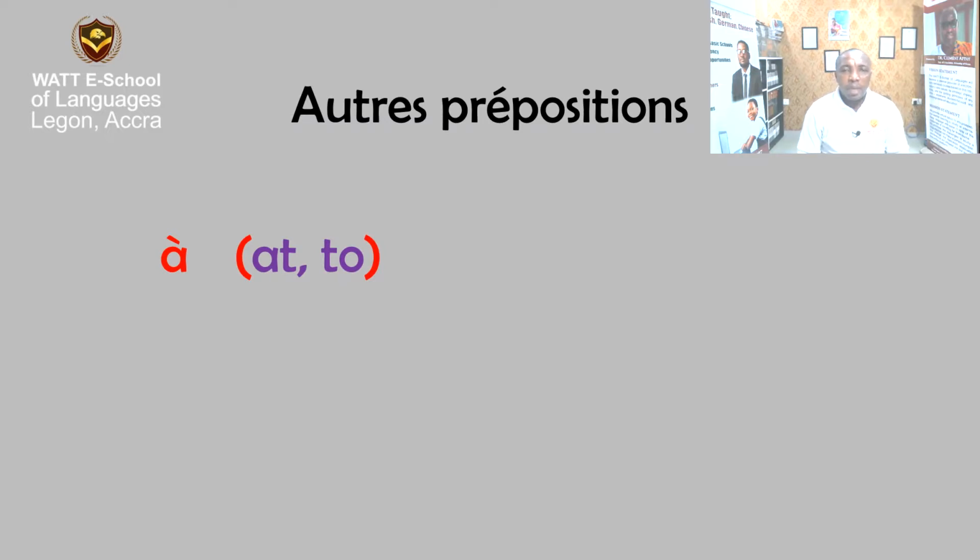Il habite à Accra. He lives or stays in Accra, or at Accra. Let's see the next one. En. Say "en", not "elle". Can you say that? En.